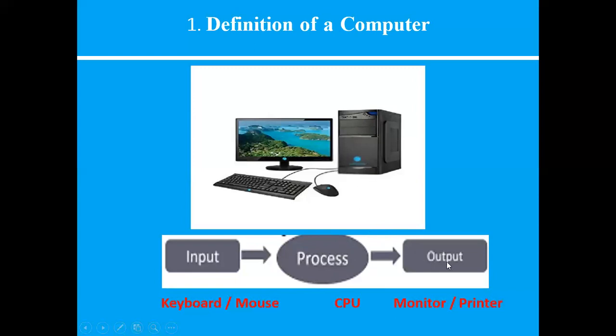Next one, we have output units. So here these output devices are used to display the results to the end user. So here the output devices can be a monitor, or it could be a printer, or it could be a speaker. Okay, so these are the different functional units. So here keyboard and mouse are the input units, and monitor is the output unit, whereas CPU is the central processing unit, that is the processing unit of the system.